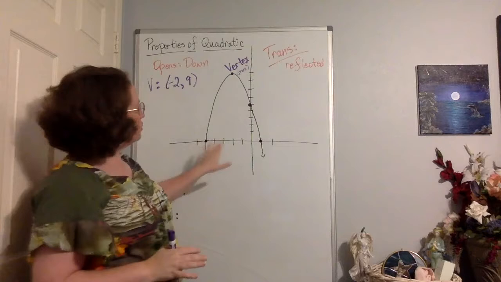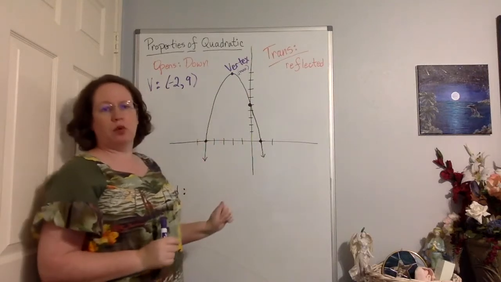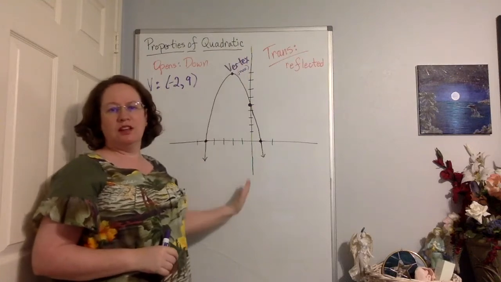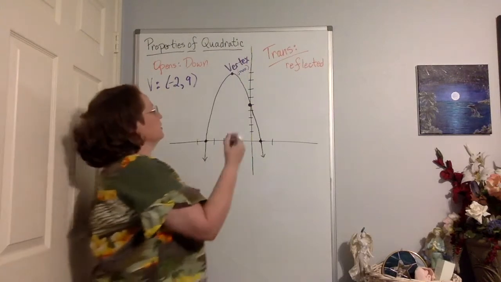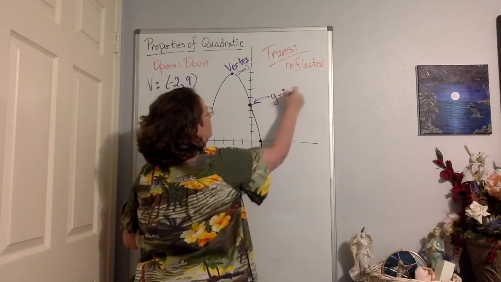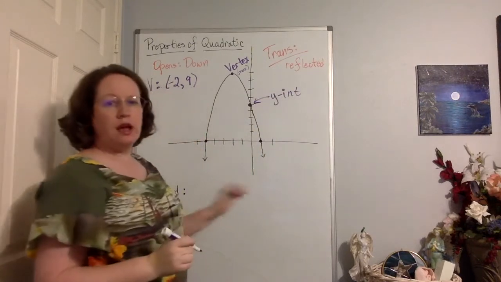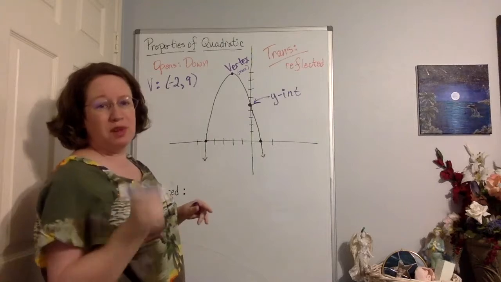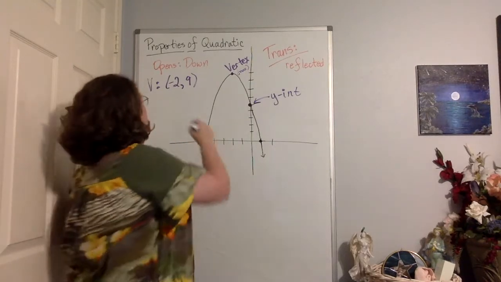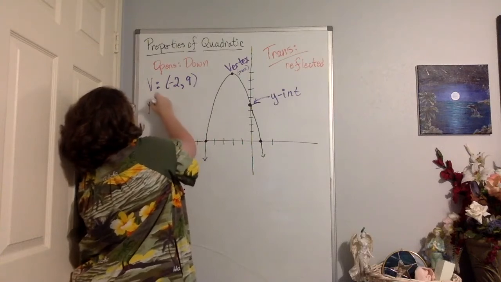Notice all of these other dots are intersection points. So this dot is where it intersects with the, very good, y-axis. So that makes it a y-intercept. Okay, so every parabola has a y-intercept. It may not show up on your calculator because it's not between -10 and 10, right? But everything has a y-intercept.